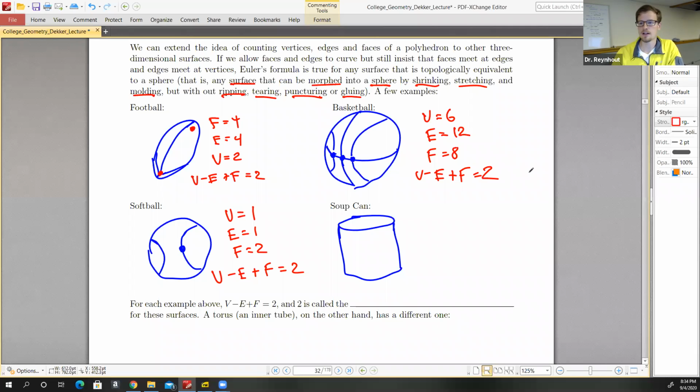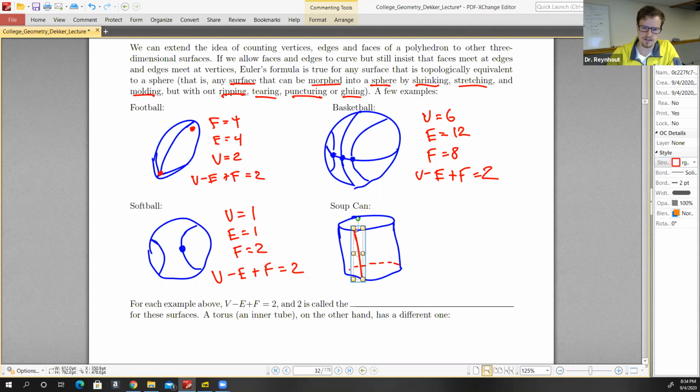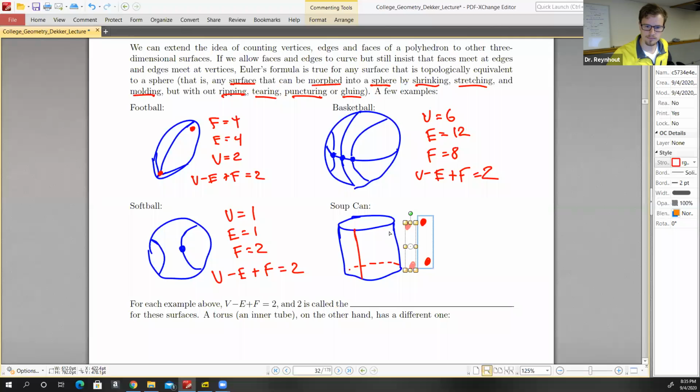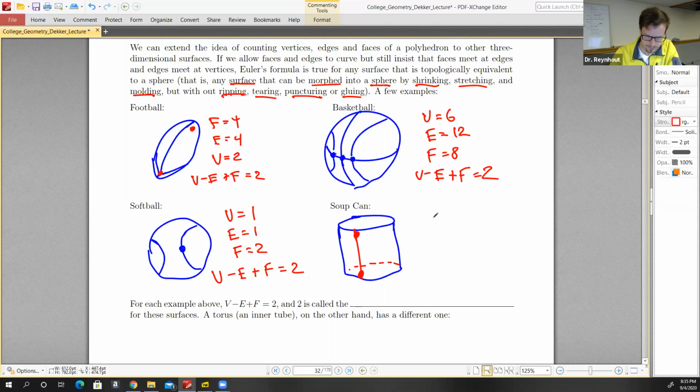Same thing. Soup can, this one gets a little bit interesting, right? Because we can see an edge here, and we can see an edge there, but they're not actually connected. So we got to add a line, add an edge, so that gives us 2 vertices. Add them out here and then move them. Close enough. Excellent. So there are 2 vertices.